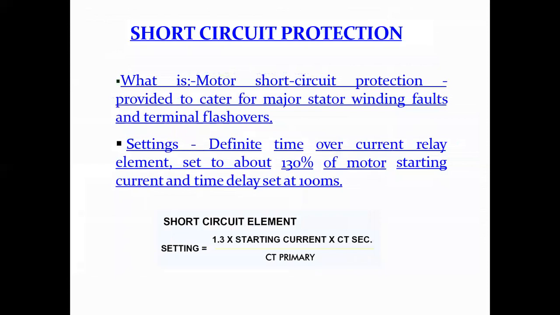Short circuit protection. What is a short circuit? Motor short circuit protection is provided to cater for major stator winding faults and terminal flashovers. The settings: a definite time overcurrent relay element is set to about 130% of motor starting current and time delay set at 100 ms. The short circuit element setting is equal to 1.3 multiplied by starting current into CT secondary rating upon CT primary.